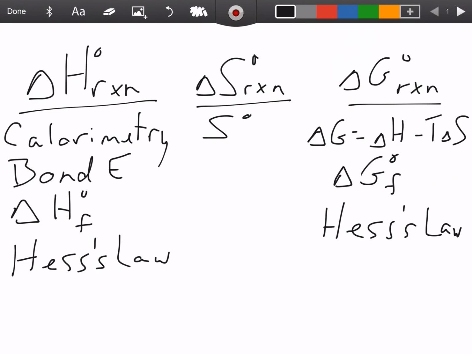But yes, they could be under standard conditions. They could not be at standard conditions. It doesn't really matter. We can also get delta G from delta G of formation, just like we did with delta H of formation. And then lastly, we can use Hess's law. Again, you have to be given equations and their delta G values in order to come up with the delta G of reaction.